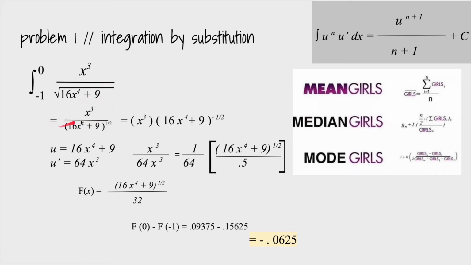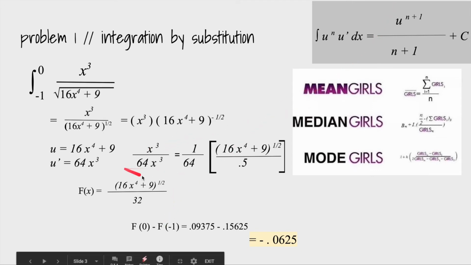I simplified it to x cubed over (16x to the power of 4 plus 9) to the power of 1/2, which equals x cubed times (16x to the power of 4 plus 9) to the -1/2, because we brought it up from the denominator, and that makes it a negative. So u equals whatever's in the parentheses, 16x to the power of 4 plus 9, and then u prime equals 64x cubed.